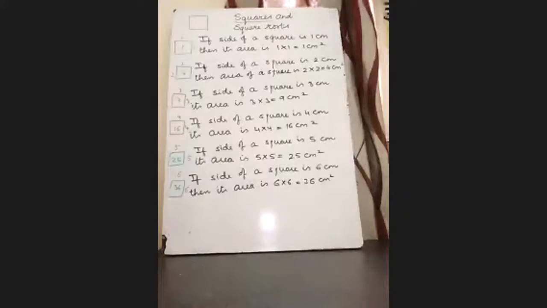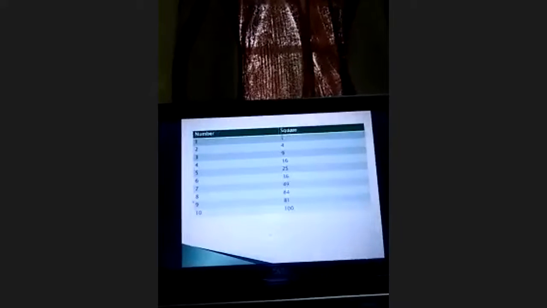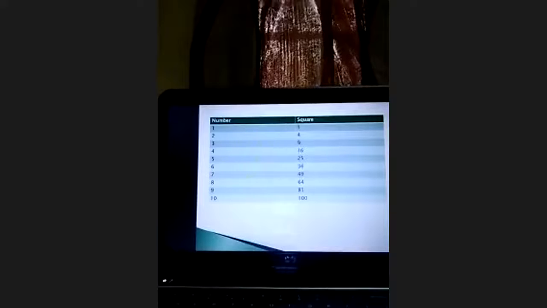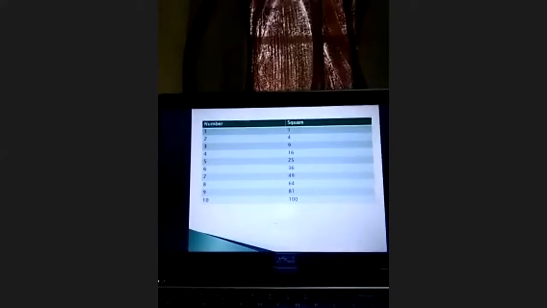You already knew this. On the basis of this knowledge, let us start with the chapter squares and square roots. Today I will discuss only the basics of this chapter. Now, step 1, this is the first PPT, where in the first column I have written the first 10 natural numbers, and in the second column I have written their squares.